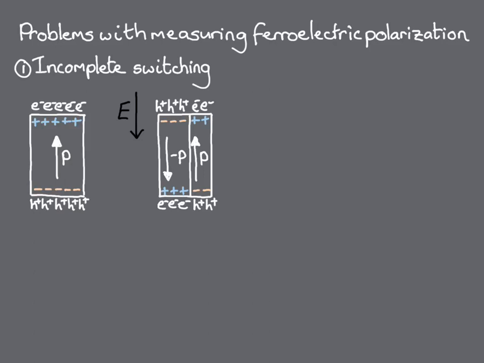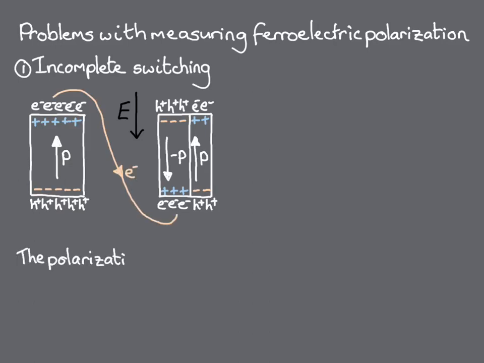But when we apply an electric field in the down direction to switch the polarization, the switching process is incomplete, and instead of forming a uniformly down polarized sample, some domains of up polarization remain. This could happen, for example, if the coercive field required for switching is very high.